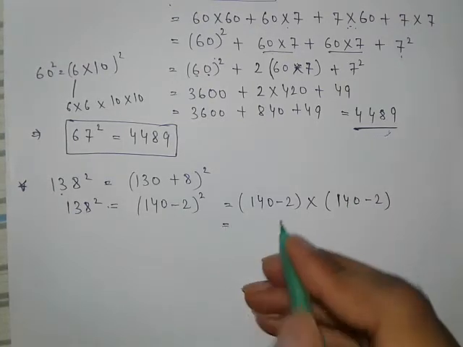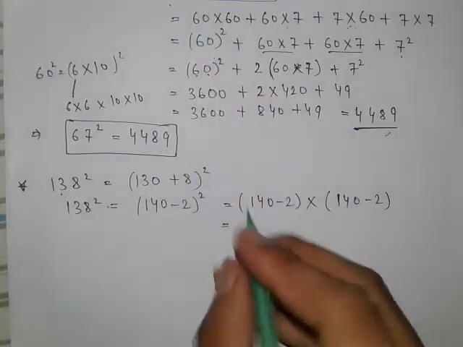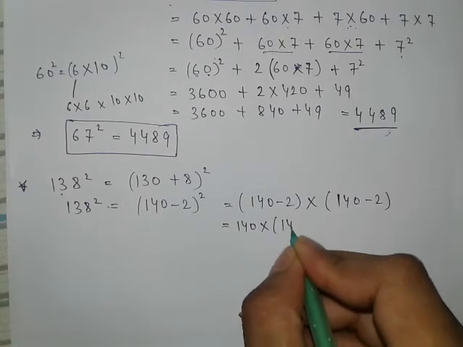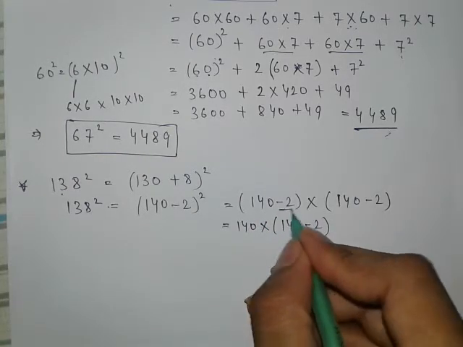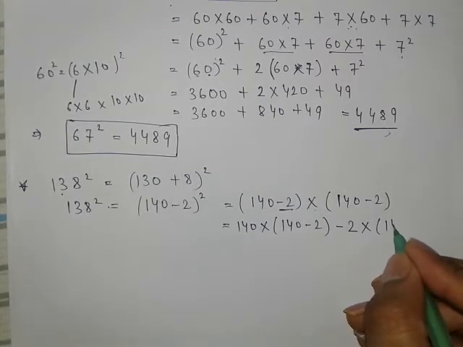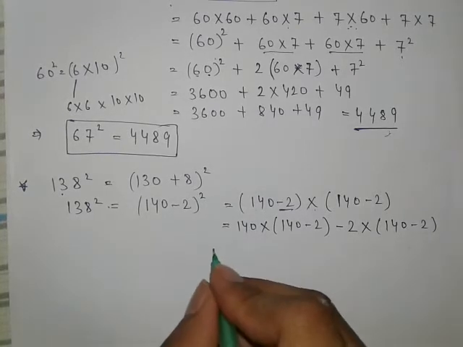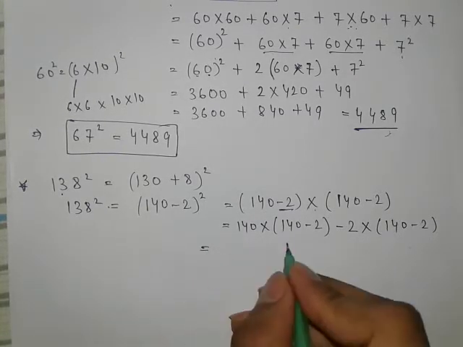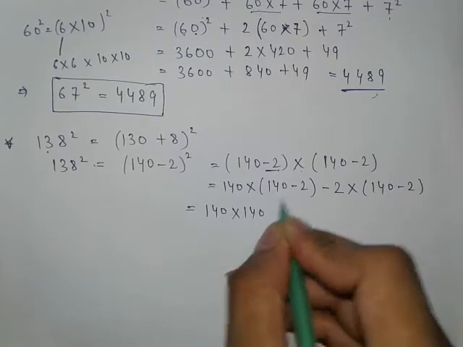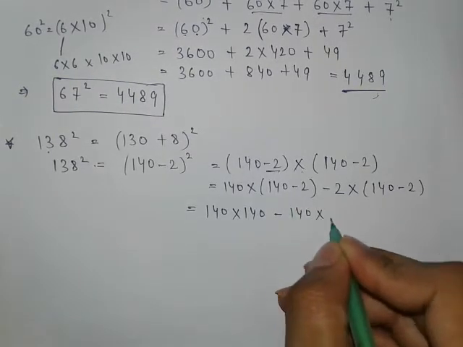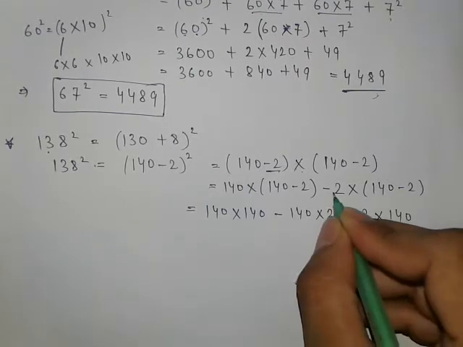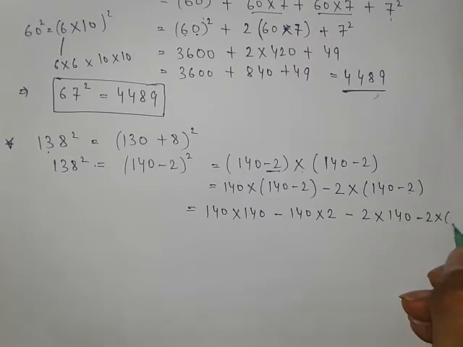Now the same thing we have done here. First 140 as it is, then the multiplication sign, and then write this. So 140 minus 2, then the multiplication sign, and write this bracket, 140 minus 2. Now apply the distributive property here. 140 multiplied by 140, and then minus sign, 140 multiplied by 2, then this minus sign, 2 multiply with 140, and minus 2 multiply with minus 2.